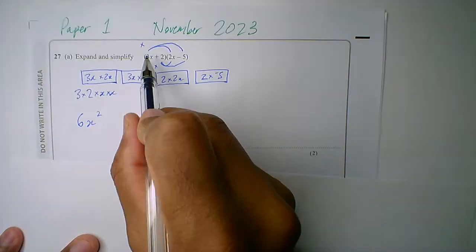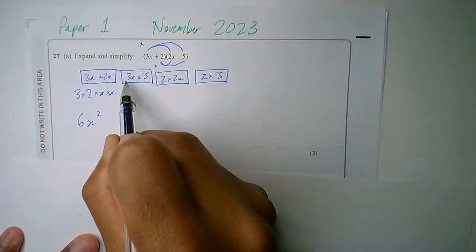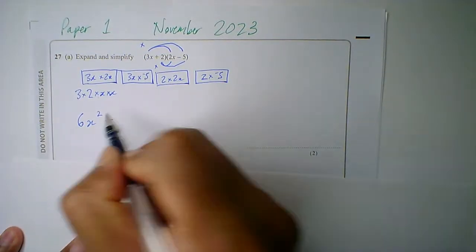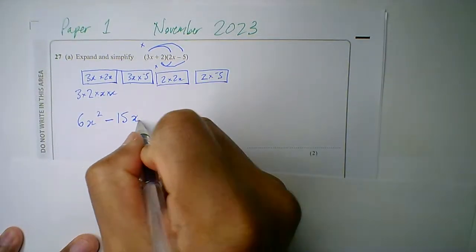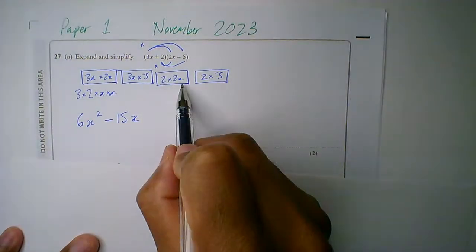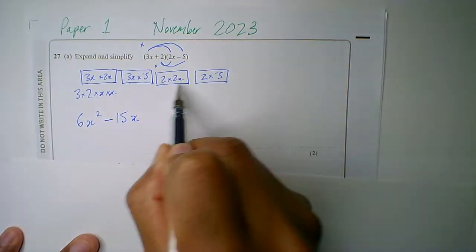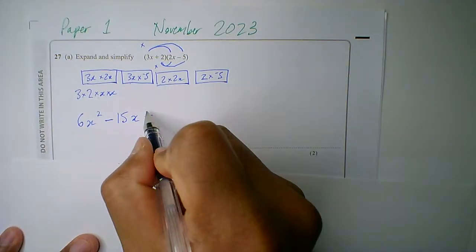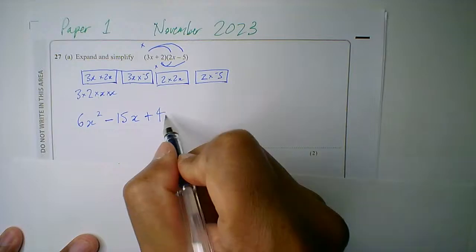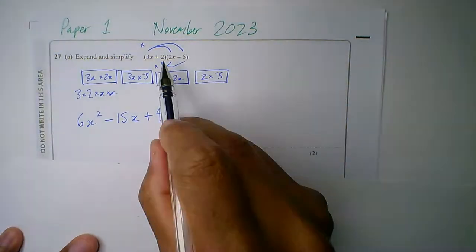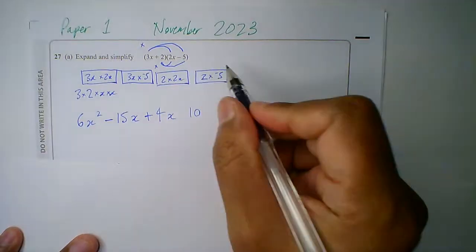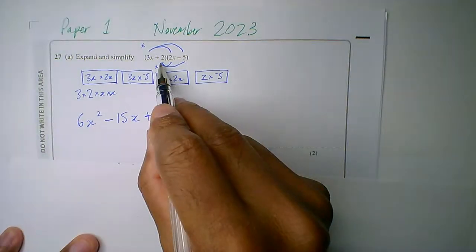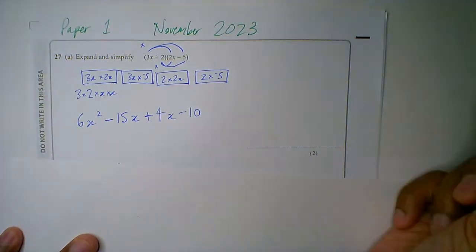Now this one here, 3x times minus 5. So positive and a negative is a negative. Let's deal with that first. And then you've got 3 times 5 is 15x. These two are positive, 2 times 2x. So that's just going to be plus 2 times 2 is 4x. And then the last term, 2 times 5 is 10. Then you've got a positive and a negative, gives me a negative number.